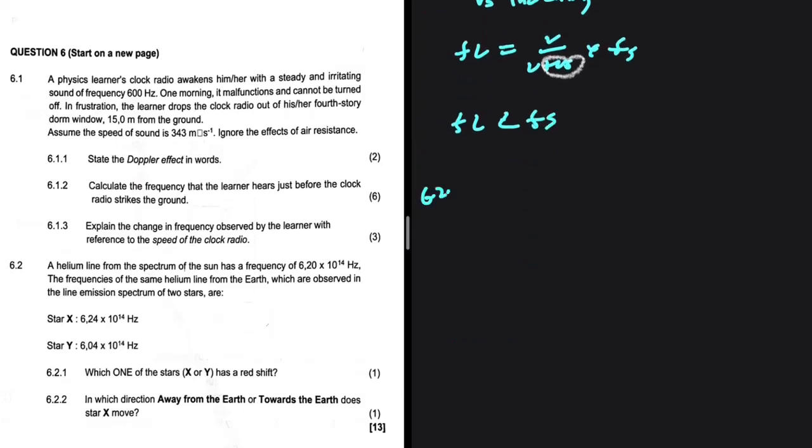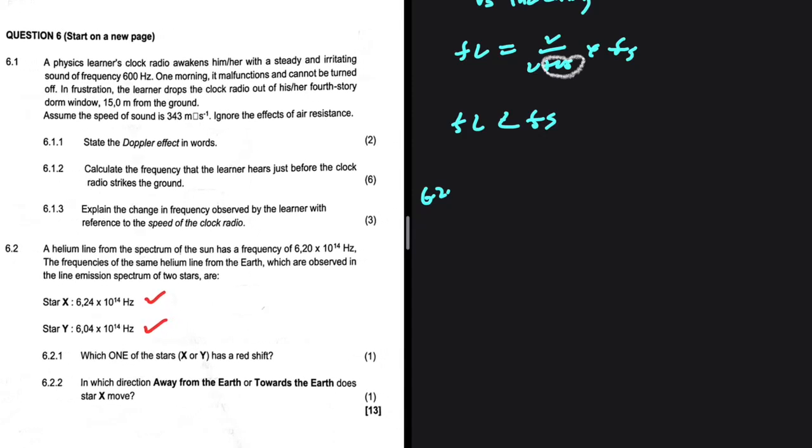6.2. A helium line from the spectrum of the sun has a frequency of 6.2 times 10 to the power 14 Hz. The frequencies of the same helium line from the Earth, observed in the line emission spectrum of two stars, are: for star X, we have 6.24 times 10 to the 14 Hz, and for star Y, we have 6.04 times 10 to the power 14 Hz. Yeah, this is an interesting one because instead of having the wavelength, we are given the frequencies of distant stars. Usually it is wavelength, so it is quite an interesting question.